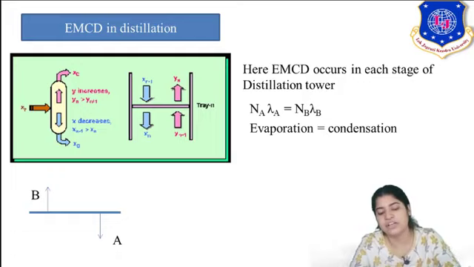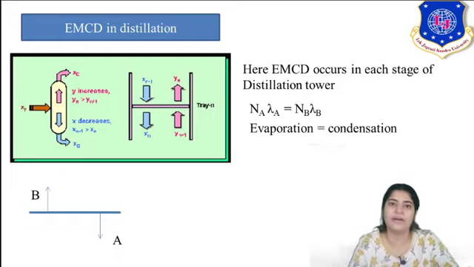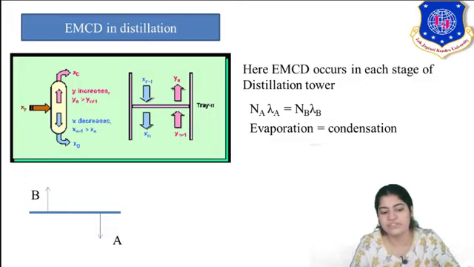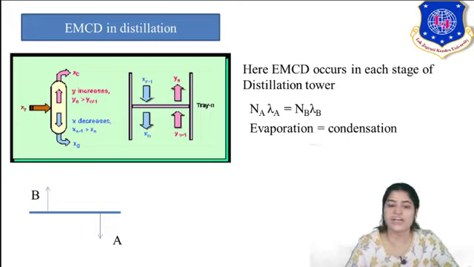So energy transfer takes place here. The energy which is required by A, my more volatile component, which will always go into the vapor phase, is supplied by B, the less volatile component, which will come out into the residue part, that is, the bottom part of the distillation column. So this way energy transfer takes place.